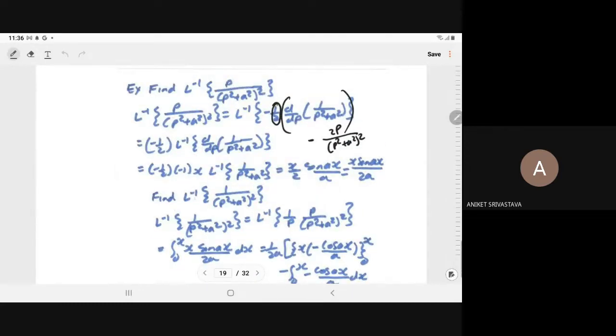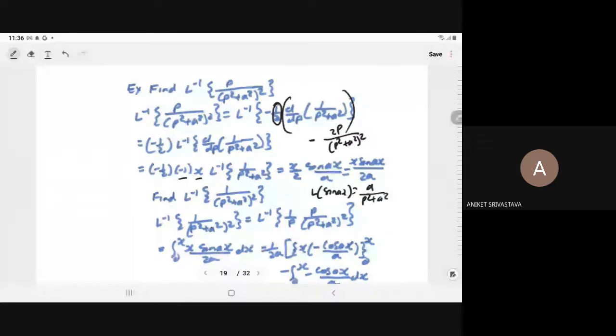So this will become minus half L inverse of d/dp of 1 upon p square plus a square. By the formula, it will become minus 1 to the power n, x to the power n, f(x). f(x) is what? L inverse of 1 upon p square plus a square. And what is the L of sin ax? L of sin ax is a upon p square plus a square.